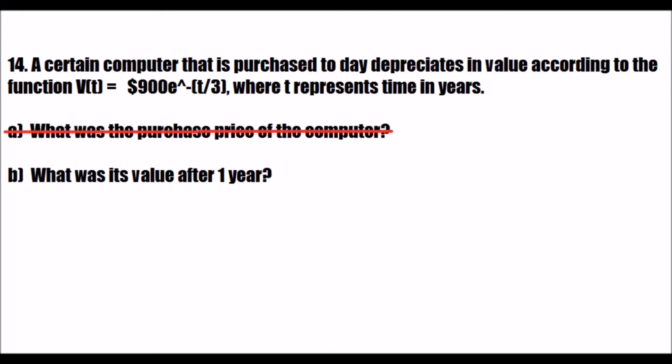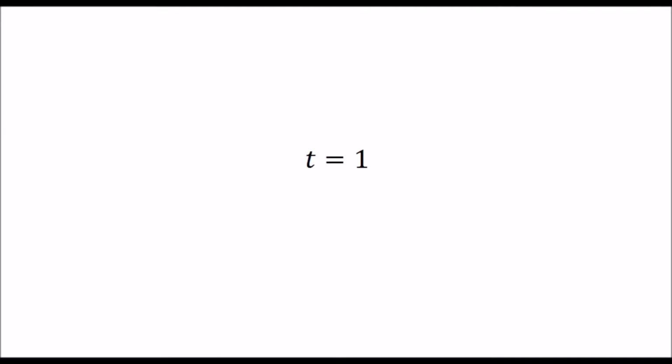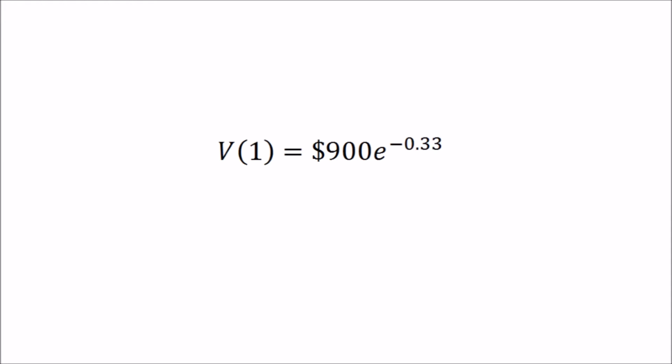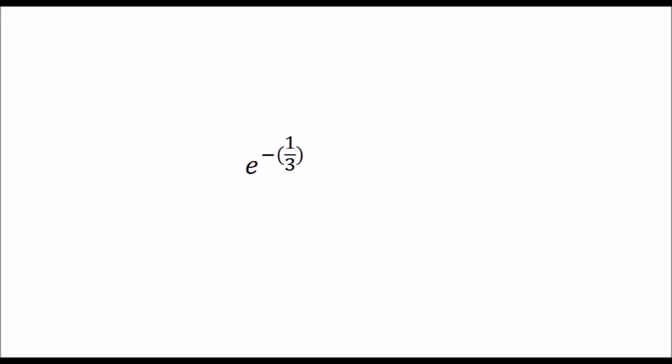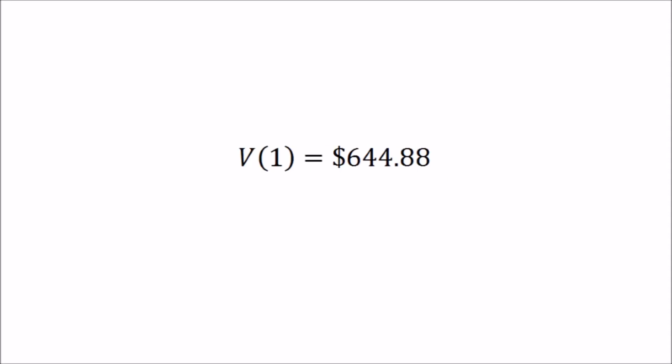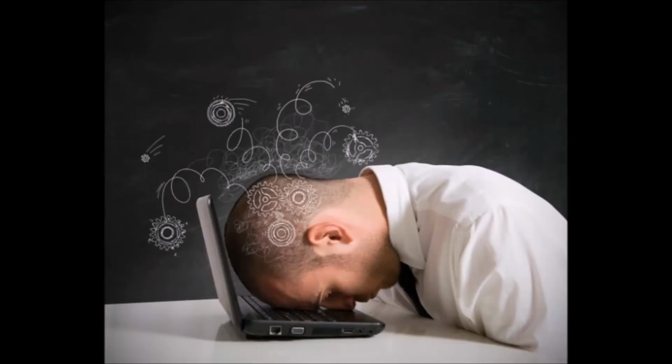Part B of the question asks us, what is the value after 1 year? We can answer this part using the exact same method that was used in the previous part, but substituting t with 1 instead. By doing so, this makes the exponent equal to negative 1/3, or negative 0.33 repeating. Euler's constant to the exponent of this value is equal to approximately 0.7165. If we multiply that with the coefficient of 900, we will get the final answer of approximately $644.88.